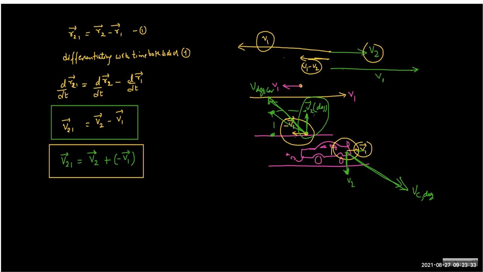If let's say the car is going this way and the dog is running this way in the ground frame, now you want to make one of them the observer. Which one?